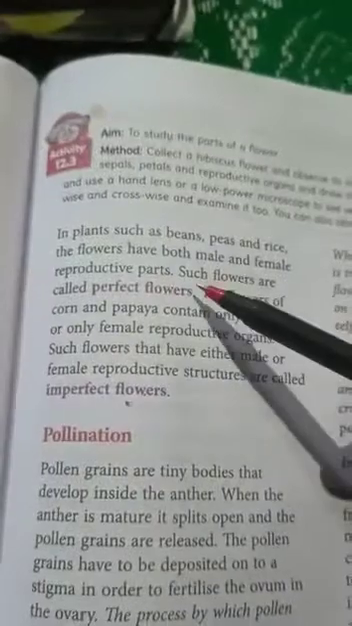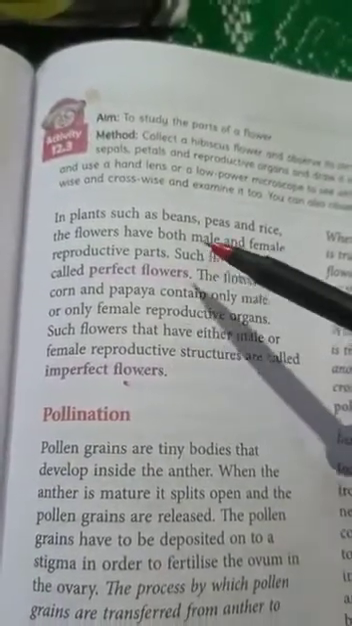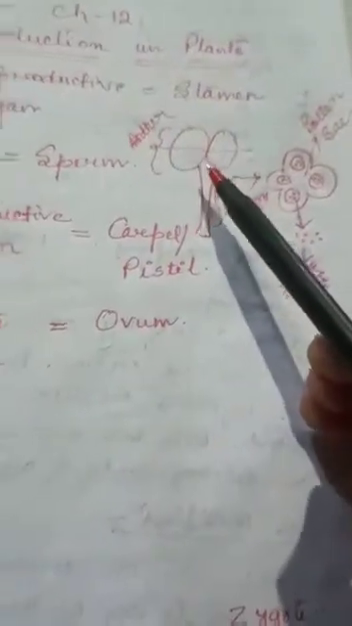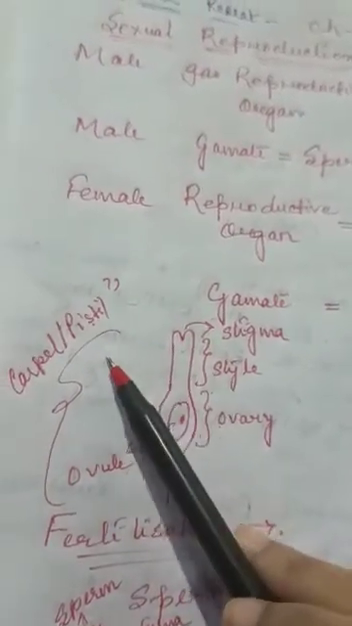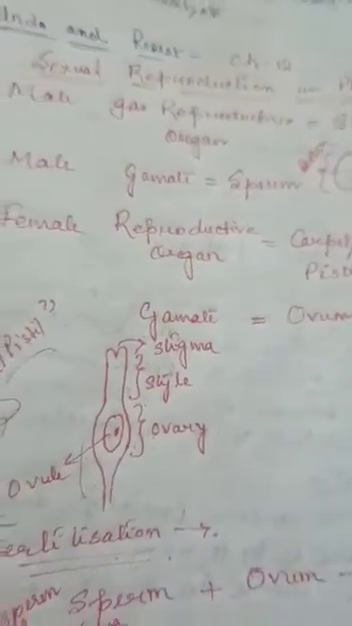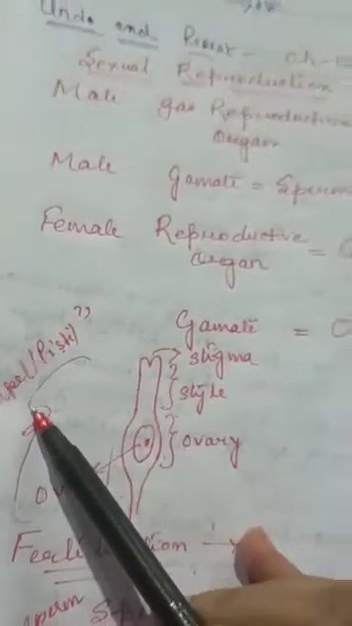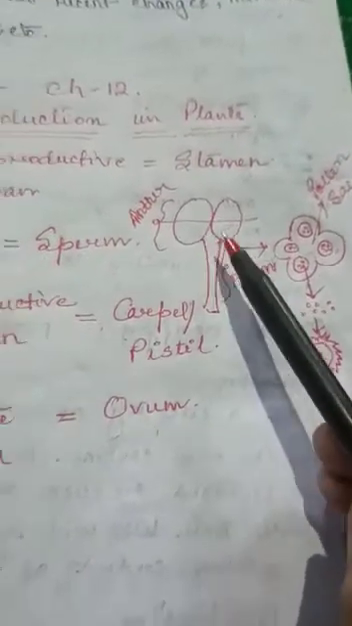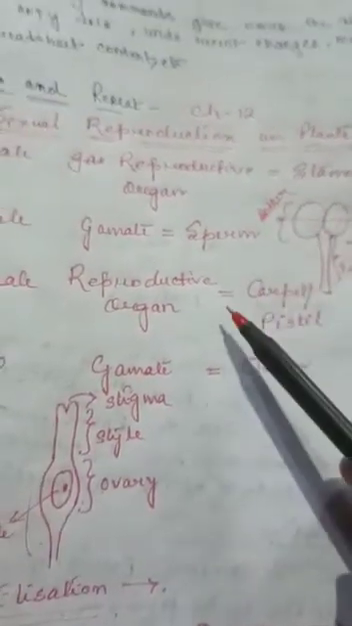Okay, now there are two types of flowers present: perfect flower and imperfect flower. Perfect flowers are those flowers which have both the male reproductive organ, that is stamen, and the carpel. Those flowers which have both carpel and anther are called perfect flowers. And those flowers which have either carpel or stamen only are called imperfect flowers.